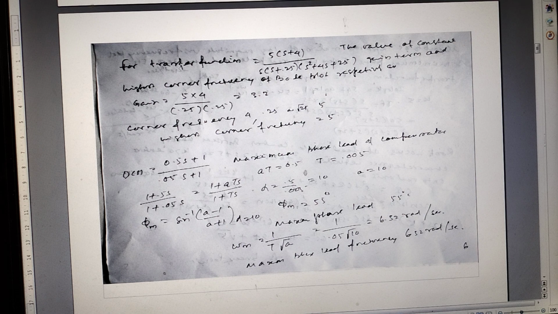Then the lead compensator is there. The lead compensator formula is there. Alpha T is equal to 0.4, alpha is equal to 10. So T is equal to 0.4. The maximum phase angle will be 55 degrees. The formula based problem.